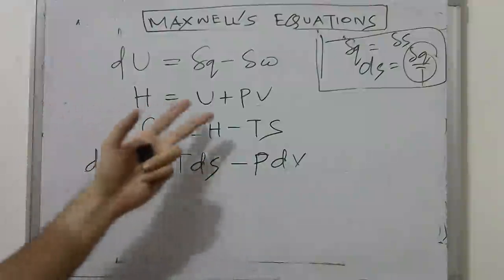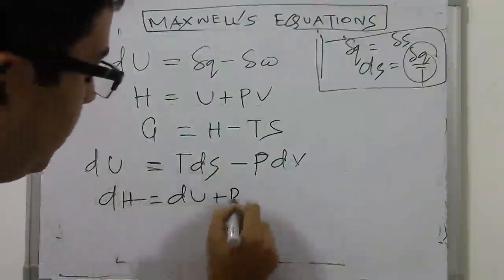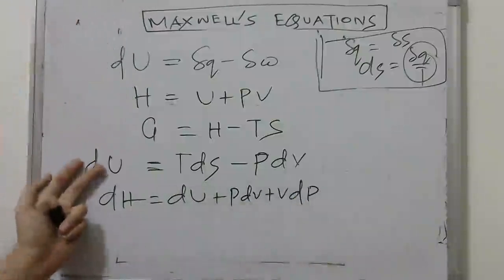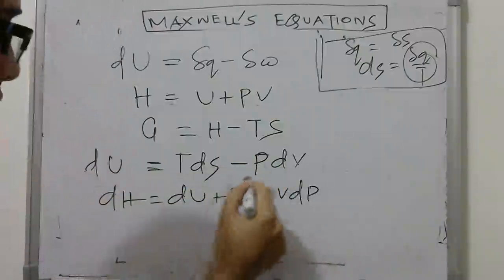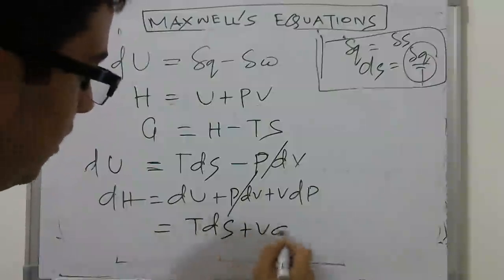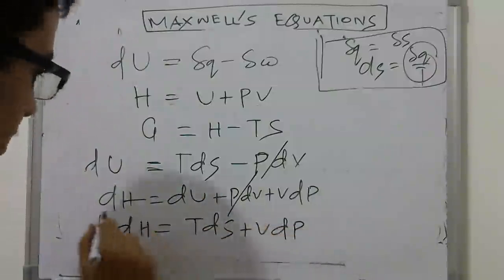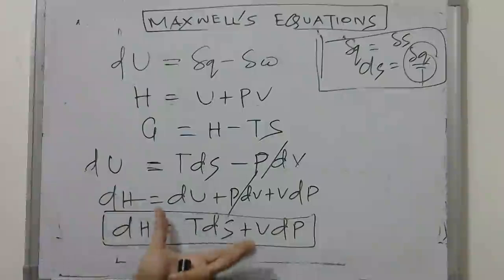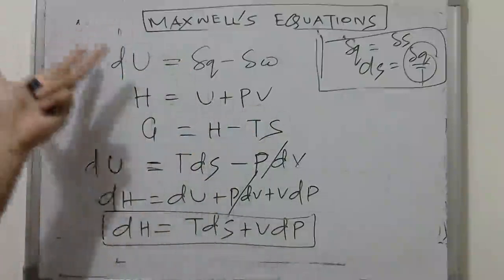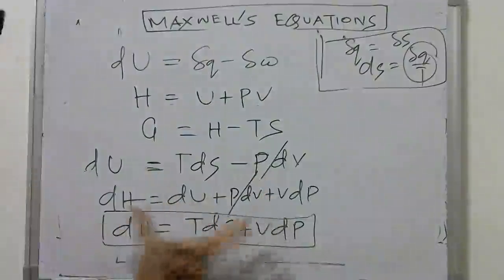Similarly, if you just remember H is equal to U plus PV, so you write dH is equal to dU plus PdV plus VdP. I'm taking the complete differential. Now if you see here, dU is TdS minus PdV, so you just cancel out. So you're left with TdS plus VdP. This is the equation for dH. From here you get the second Maxwell equation. This is so simple, no? You just follow this logic. H is equal to U plus PV, and this is the first law of thermodynamics. This is the second law of thermodynamics. You combine these two and you get everything.